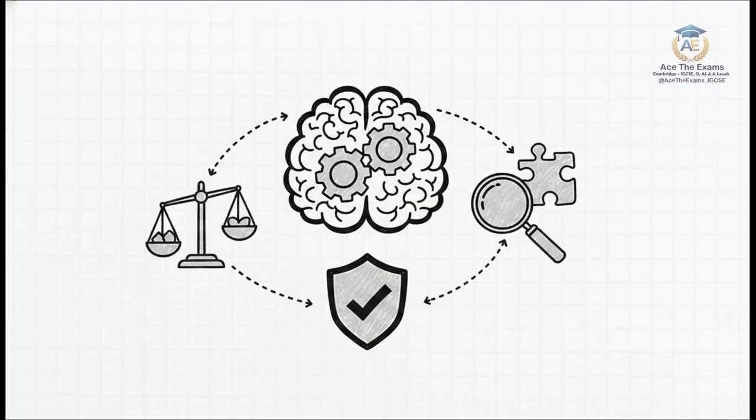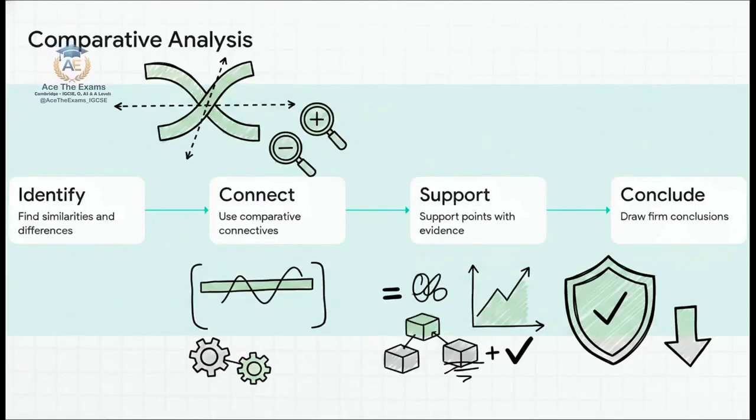If you claim a function is always decreasing, you can't just say it. You have to justify it by pointing out that the squared term in your derivative guarantees a specific outcome. That's how you win the case. When you're asked to perform a comparative analysis, here are your rules of evidence linkage. 1. Identify similarities and differences. 2. Use comparative connectives. 3. Support each point with mathematical evidence. And 4. Draw conclusions about relative importance. This creates an optimized, full-mark paragraph that leaves absolutely no room for examiner doubt.